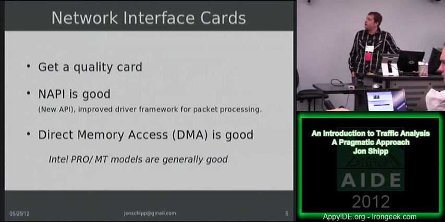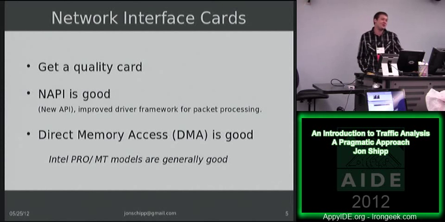One important thing for this is quality network cards. You need to have a card that can keep up. That's really important. Also, you have to have a computer that can keep up, which is probably more important, but you need to have a decent card. One thing to think about is NAPI. It's basically a new packet processing interface for Linux, and it allows faster processing of packets, which I'll talk about here in the next few slides.